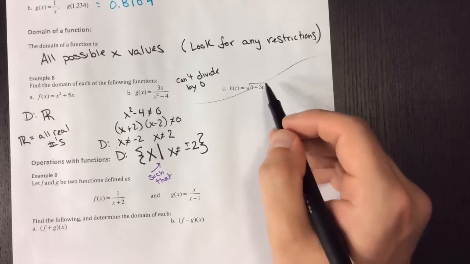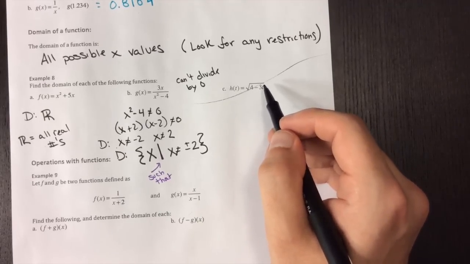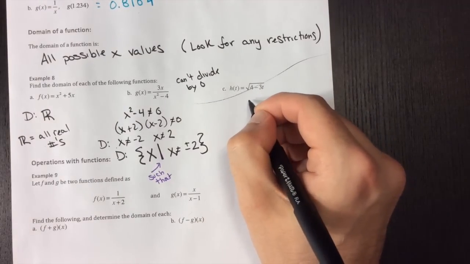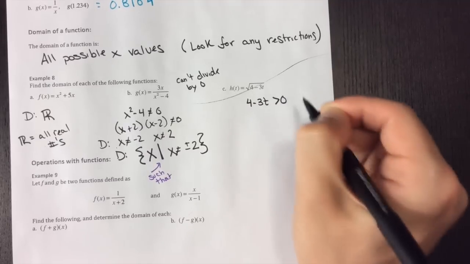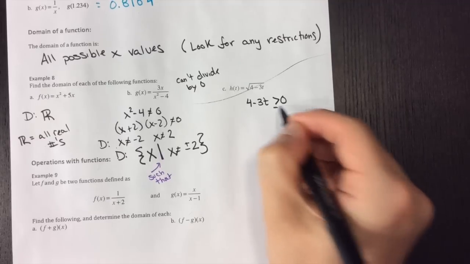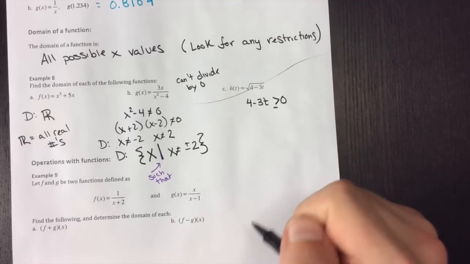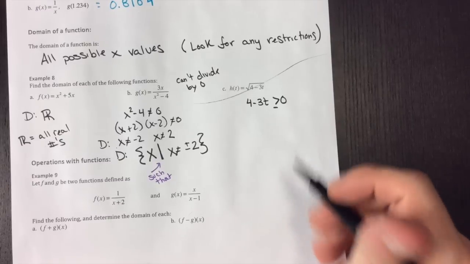Last one for finding the domain. We should remember that we can't have a negative number underneath the square root sign. So we want 4 minus 3t to be greater than 0. Greater than or equal to, because we can be 0. So now we just go about solving this.